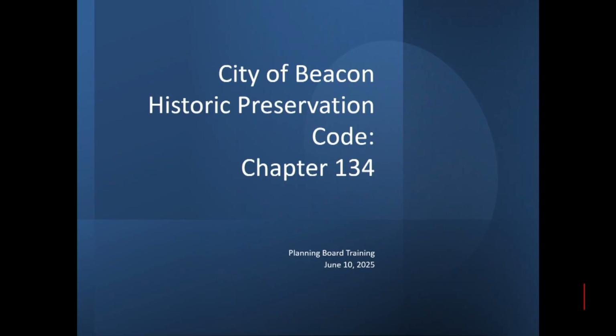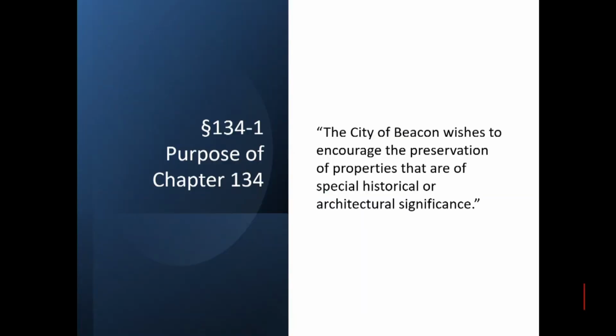Just so everyone knows, most municipalities in New York State have their code available online. If you type in E-code and the city or the municipality you're looking for, the full code should come up online. So just for folks who may be following along at home. Chapter 134, which is outside of the typical zoning code for the City of Beacon. The purpose of this chapter, as you would expect, is to encourage the preservation of properties that are of special historical or architectural significance in the City of Beacon specifically.